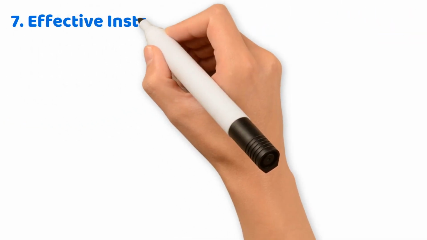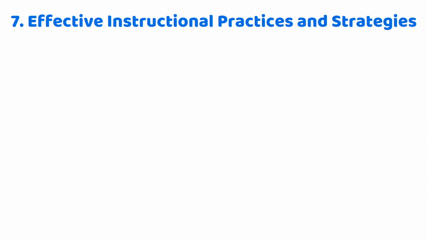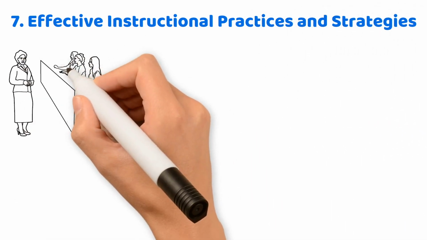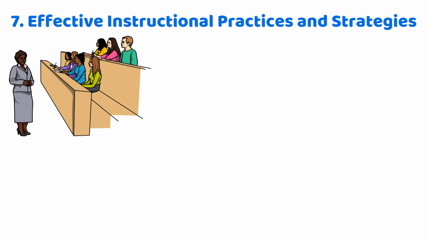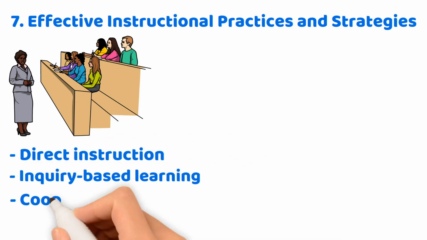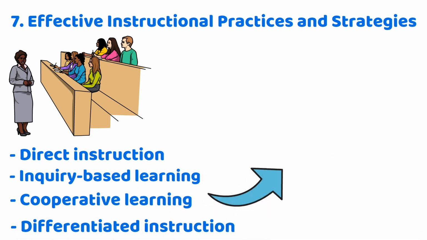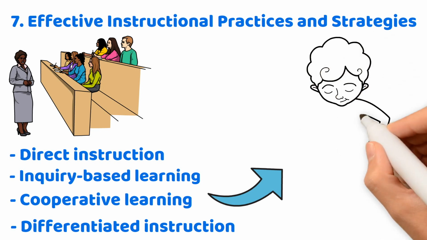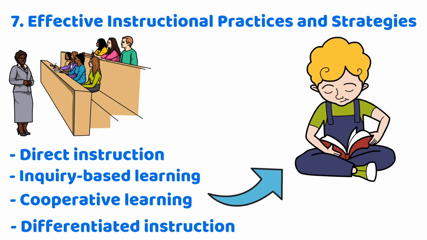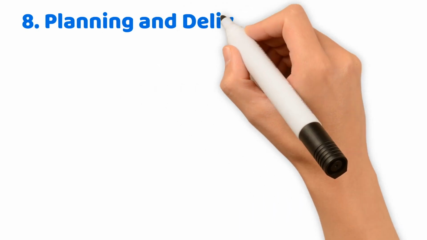7. Effective instructional practices and strategies. Effective teaching involves a variety of instructional practices and strategies. These include direct instruction, inquiry-based learning, cooperative learning, and differentiated instruction. Each strategy serves a different purpose and can be more effective depending on the learning objectives and the needs of the students. 8. Planning and delivering instruction.